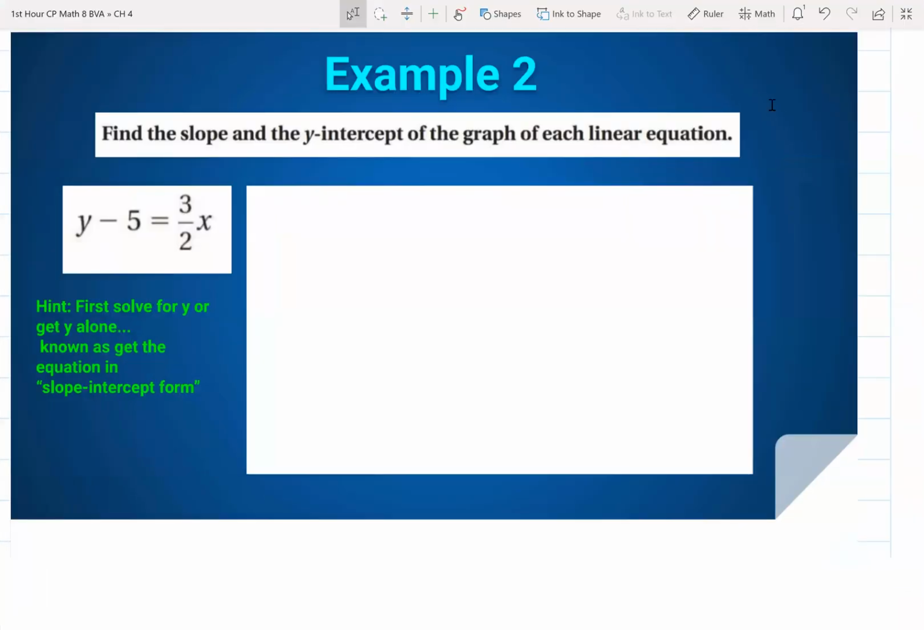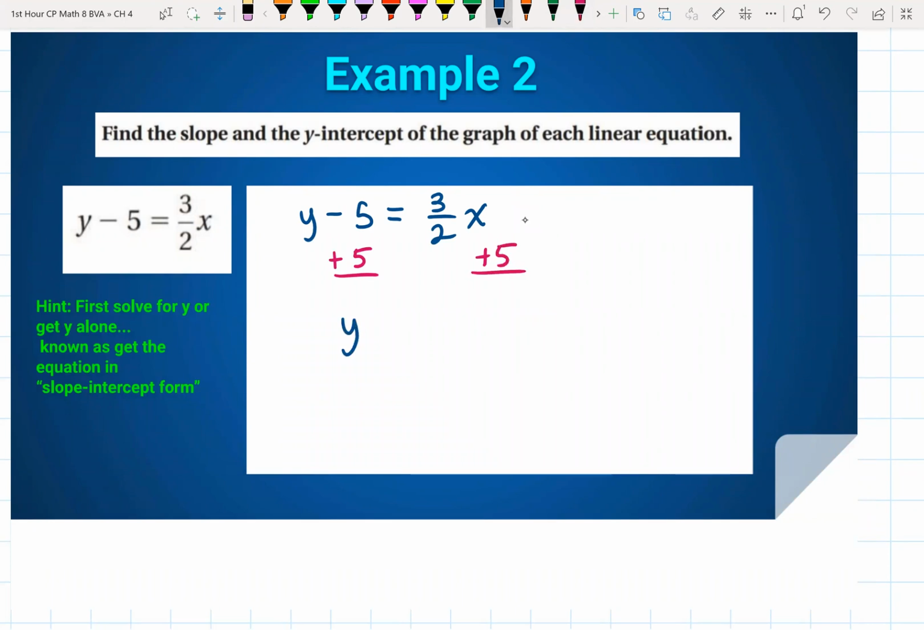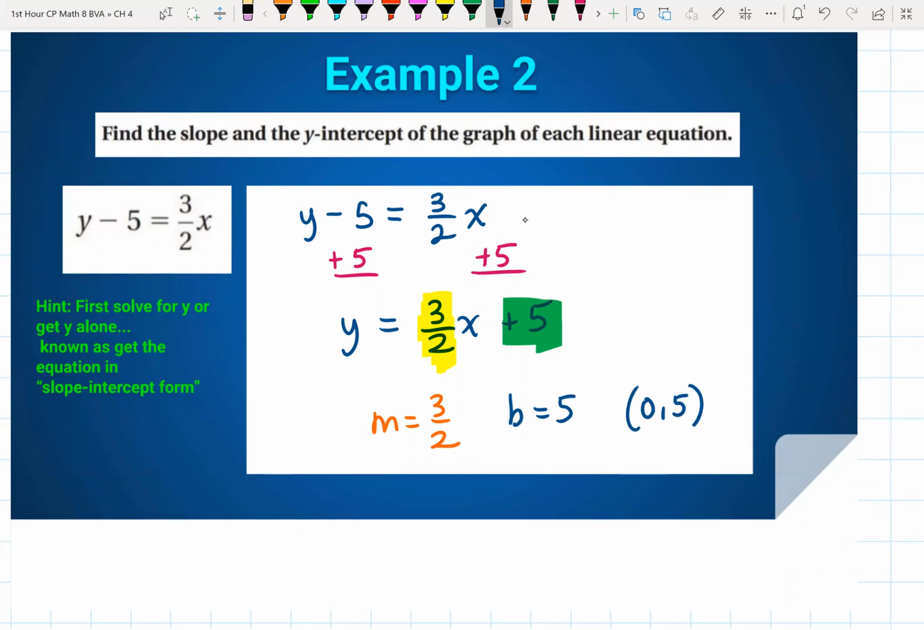All right, in example 2, we have an equation that's not in slope-intercept form. So first copy it down, and then we're going to move things around to get it into slope-intercept form, which basically means y is alone. So we're going to add 5 to both sides so that now y is alone, and it equals 3/2 x plus 5. Next, identify the number next to x. That's your slope. So you got your slope equals 3/2. And the number that follows is your y-intercept. So you've got b equals 5, or as a coordinate (0, 5) right there.